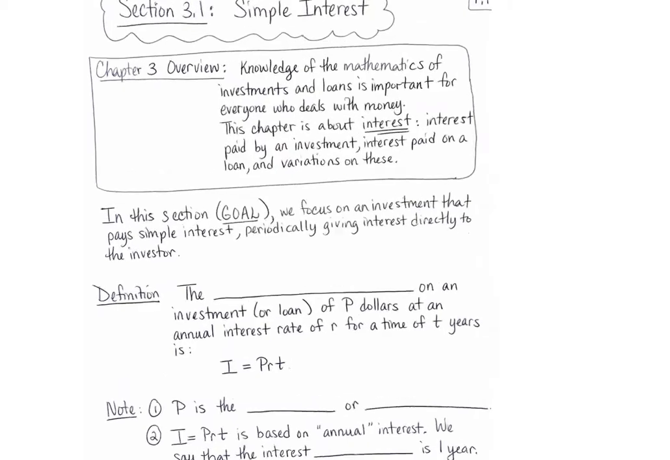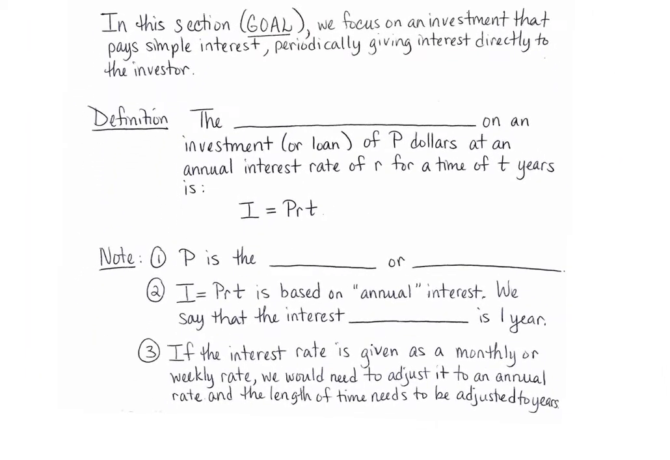So let's start out with the definition. Let's zoom in just a little bit. Okay, start out with the definition. The simple interest on an investment or loan of P dollars at an annual interest rate of R for a time of T years is given by the formula I equals P times R times T.